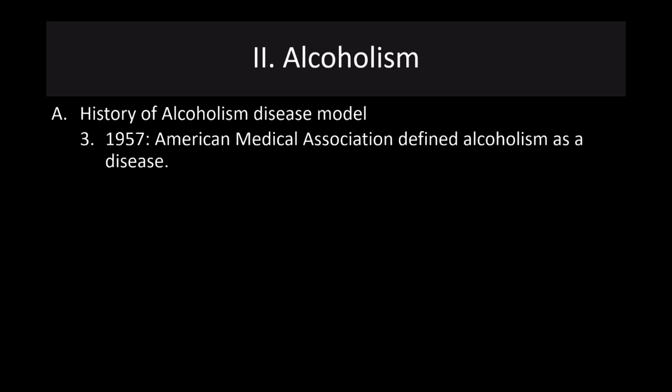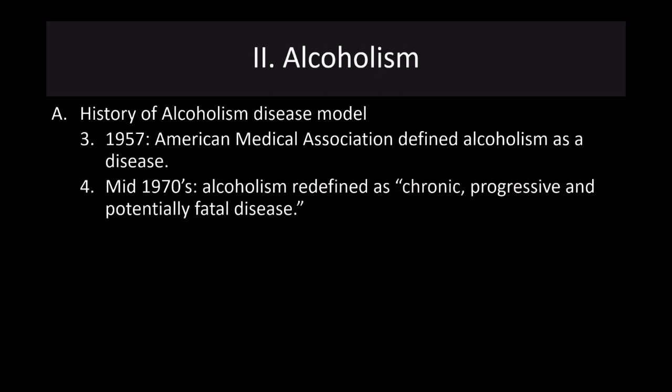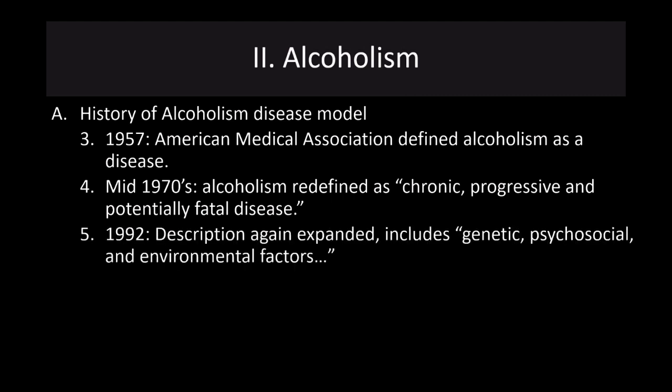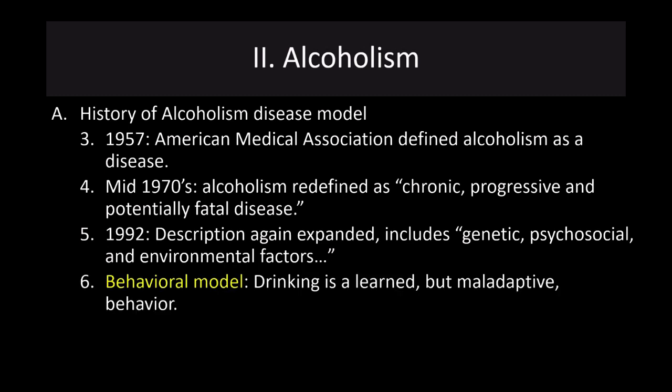1957, we get the AMA defining alcoholism as a disease. By the 70s, we get this redefined as a chronic, progressive, and potentially fatal disease. It gets expanded to include those genetic, psychosocial, and environmental factors. So an understanding that not everyone is at the same risk, and also there are a number of factors that are outside of our control when it comes to the issue of whether or not someone might develop alcoholism.